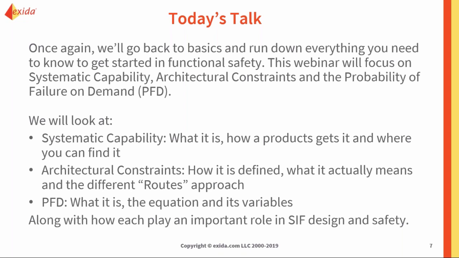And then finally, we're going to wrap up with architectural constraints. We'll look at how each are defined, what they actually mean for you, and the different routes approach that the standard talks about. Then we're going to wrap up on how important each of these are in functional safety and in SIF design, and tell you it's a good thing to be doing all of this, then where it goes and where it comes from.